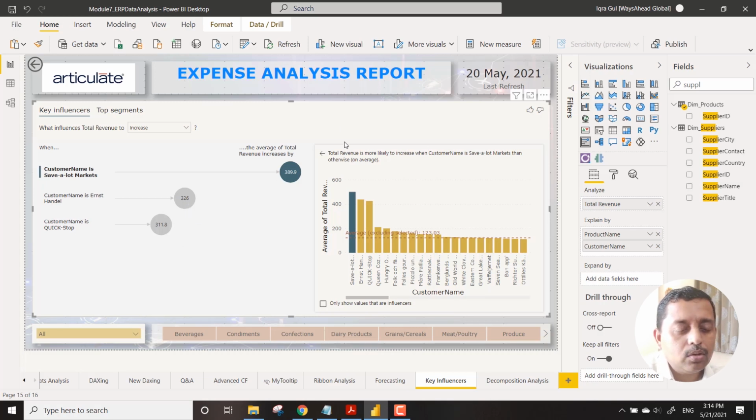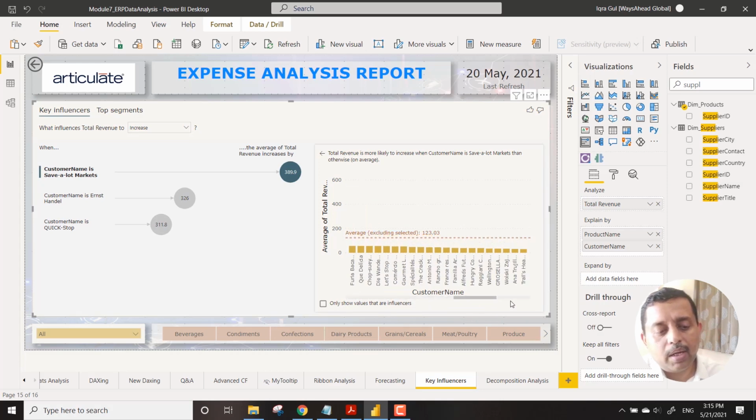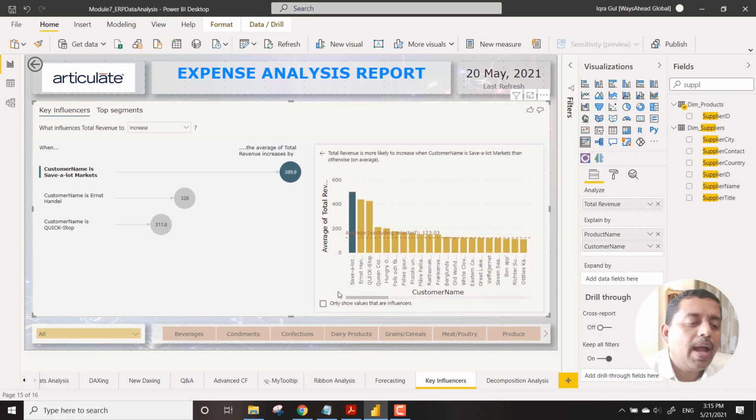So let's see how to read this. It says what influences revenue to increase. If the customer is Save-A-Lot Markets, then there is an average increase in your revenue by $389. I'll give you a very simple example. On the one hand, it captures these details of customer name. All your customer names are here. And at one end, it is showing the average of the revenue that is being incurred over here.